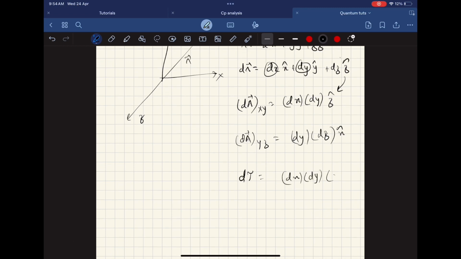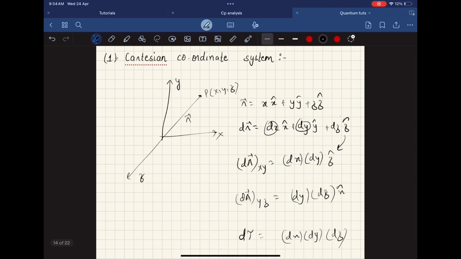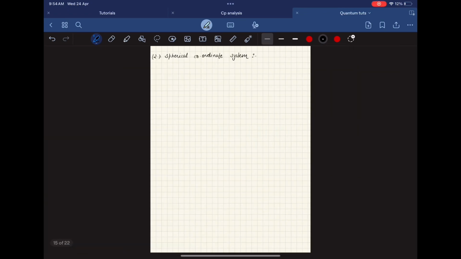Okay, similarly let's see the spherical coordinate system. In a spherical coordinate system we have, suppose this is the z axis, this is the x axis, and this is the y axis. In this coordinate system we represent a point with r, theta and phi, where theta is the angle with the z axis. So this is theta, this is r, and if we take the projection of point P on the xy plane, then this projection P prime, the angle it makes with the x axis, that is phi.